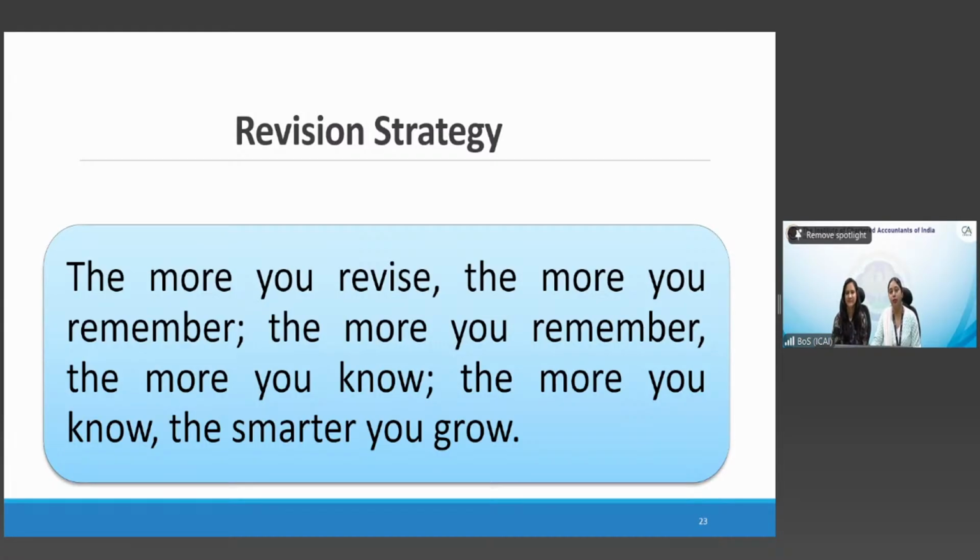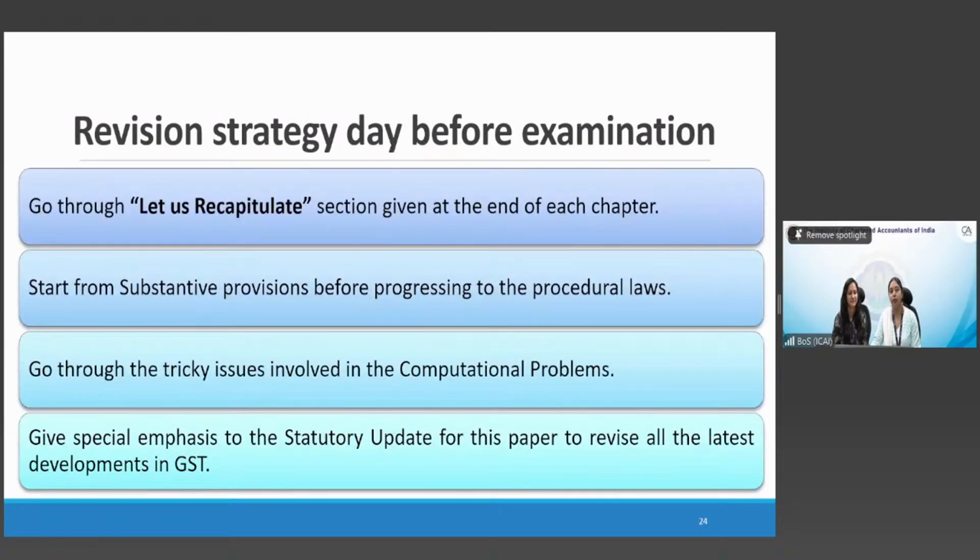You will not be able to recall it during the exam, and you will not be able to reproduce those questions or answers in the exam. So you can go through the "Let us Recapitulate" section of the study material. Otherwise, Saransh is also released for the final September examination, Paper 5. So you can go through that Saransh booklet also.